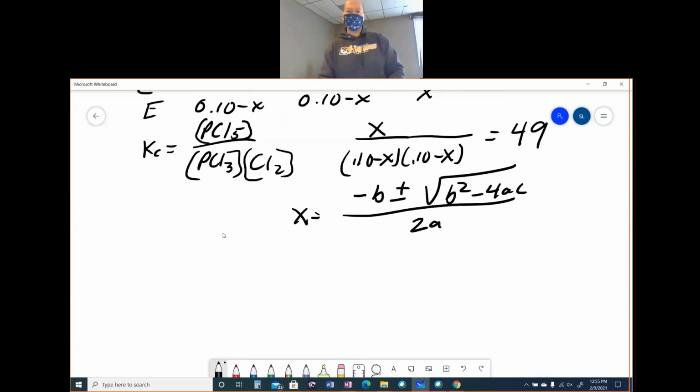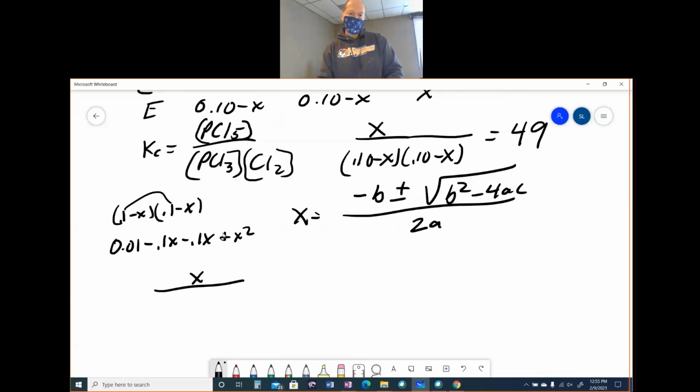So we have to FOIL the 0.1 minus x. So 0.1 minus x times 0.1 minus x. You have to be able to FOIL. 0.1 times 0.1 is 0.01. Then minus 0.1x minus 0.1x. Last time I went right to the minus 0.2, but you get minus 0.1 twice. Then you have your plus x squared. When you're done FOILing the denominator, we're going to put it in the form of x squared minus 0.2x plus 0.01, and that is equal to 49.